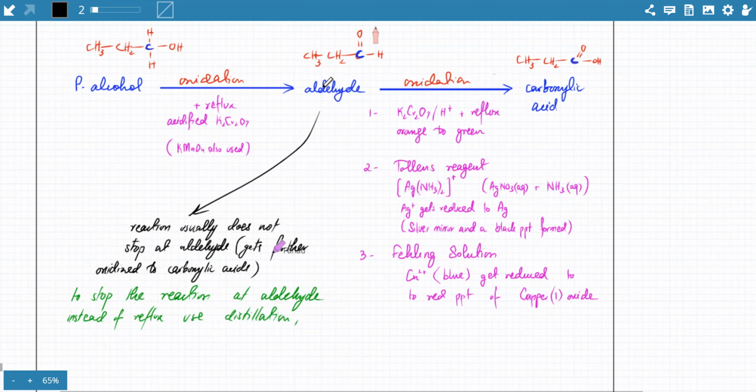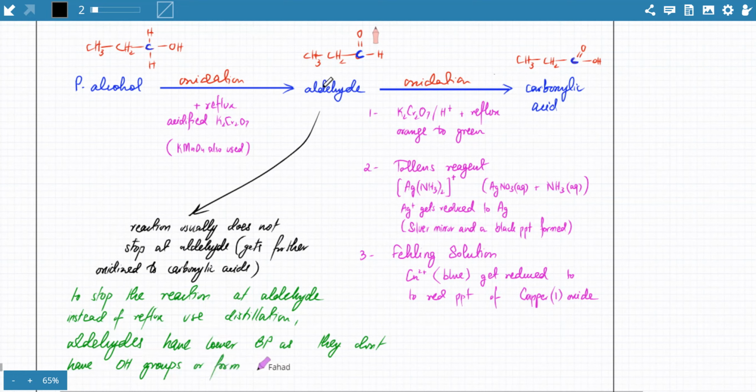और होगा ये कि aldehydes का compared to alcohols, they have lesser boiling point क्योंकि aldehydes don't form hydrogen bonds. तो aldehydes have lower boiling points as they don't have OH groups or form hydrogen bonds. Hence, they evaporate and escape the mixture.